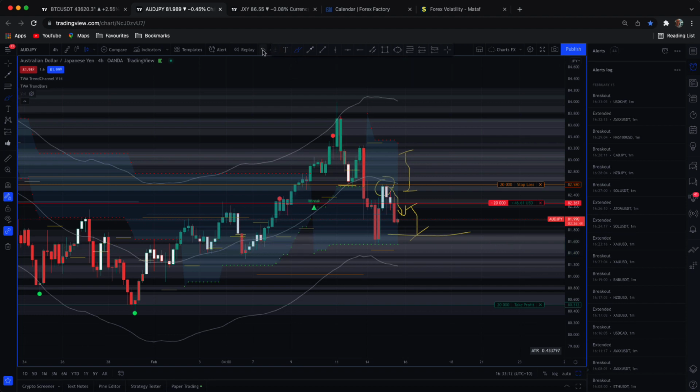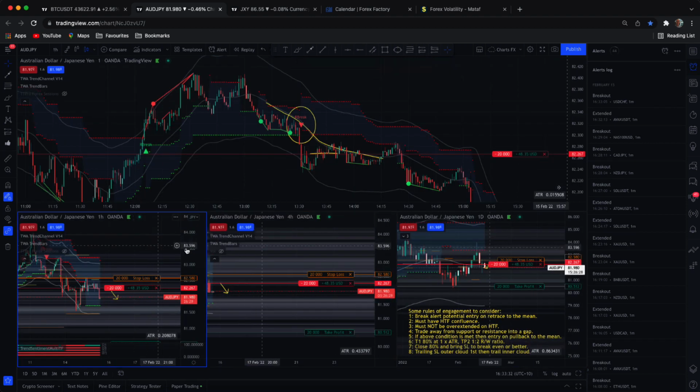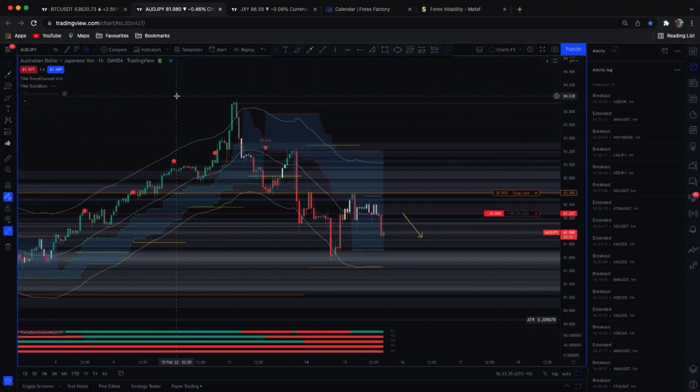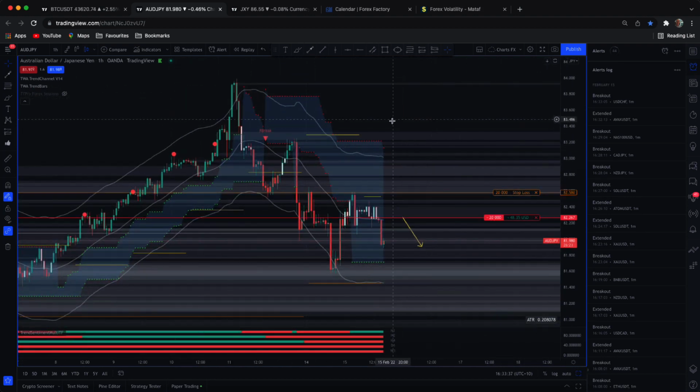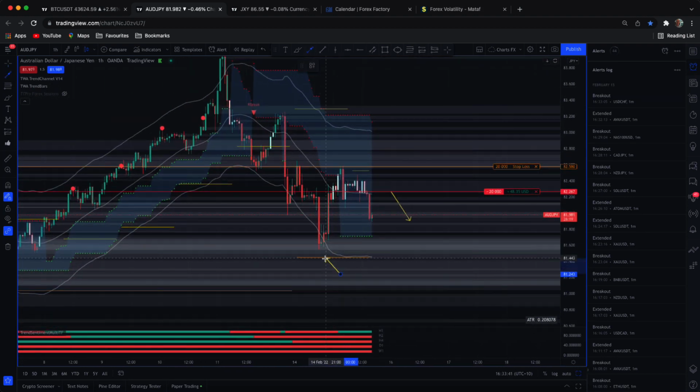Number 4 is we trade away from support and resistance, and we trade into a gap. So this is exactly what we have here, trading into the gap away from support and resistance. The other thing that we have on our indicators, if I can go down to a lower time frame, as far as support and resistance levels go, we've got orange lines, yellow lines, and white lines here. Let me just see if I can bump those up and show you what they are.